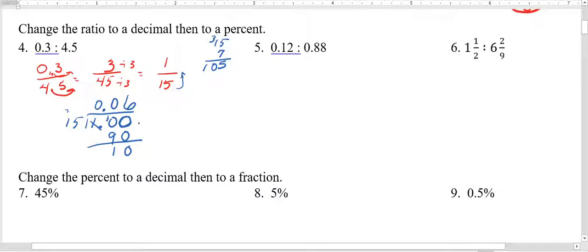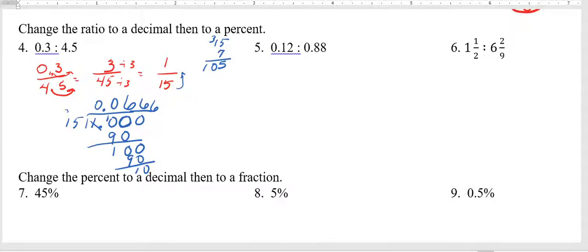And I subtract it backwards. And then that leaves me a remainder, so I'm going to add another 0. And then 15 will go into 100 again 6 times. We know that's 90. We can see at this point that that's going to be a repeating decimal. So we're going to have to round our decimal.